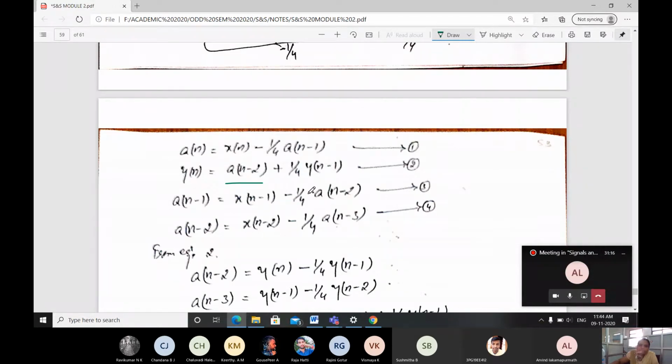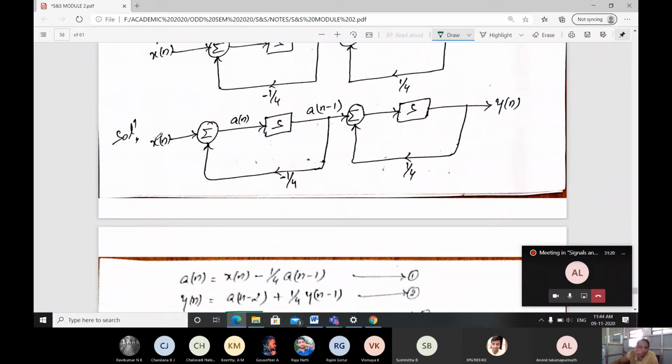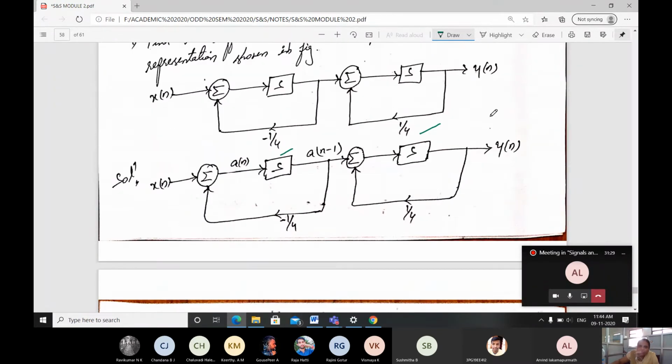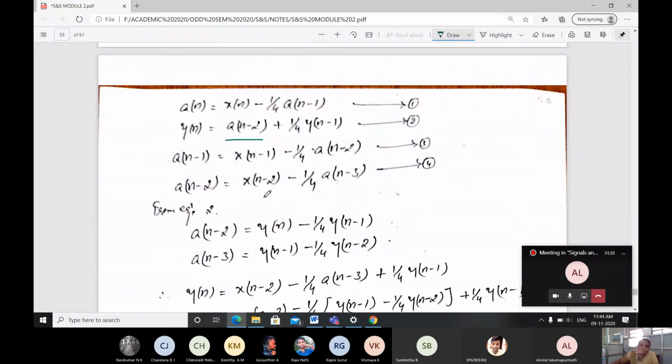Then what is our a of n minus 2? That is going to be shifted by input signal, that is for first and second. Okay, x of n minus 2 minus 1 by 4 a of n minus 3. n minus 3 means fully output. Okay, that is what is taken here. Then solve for the equation.